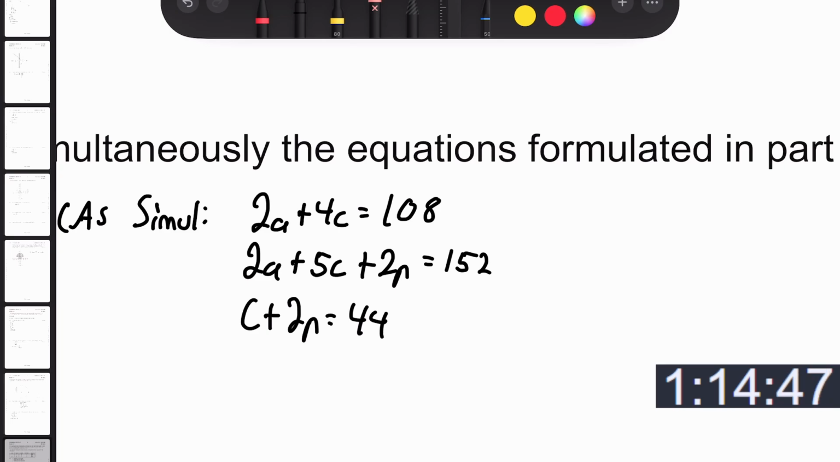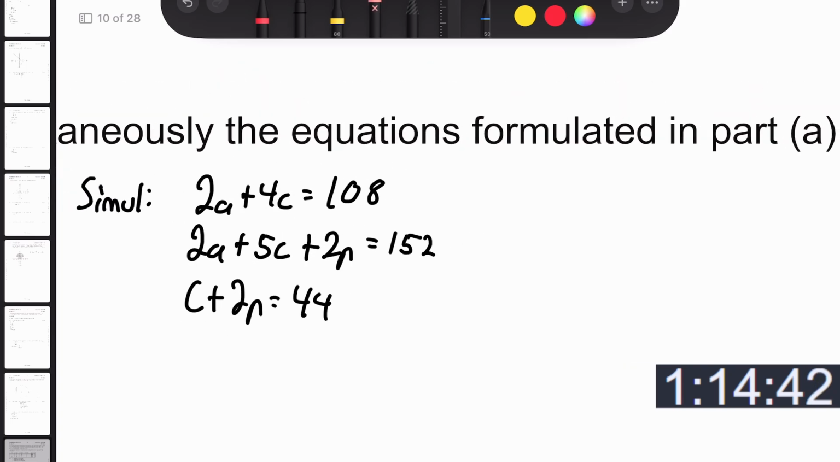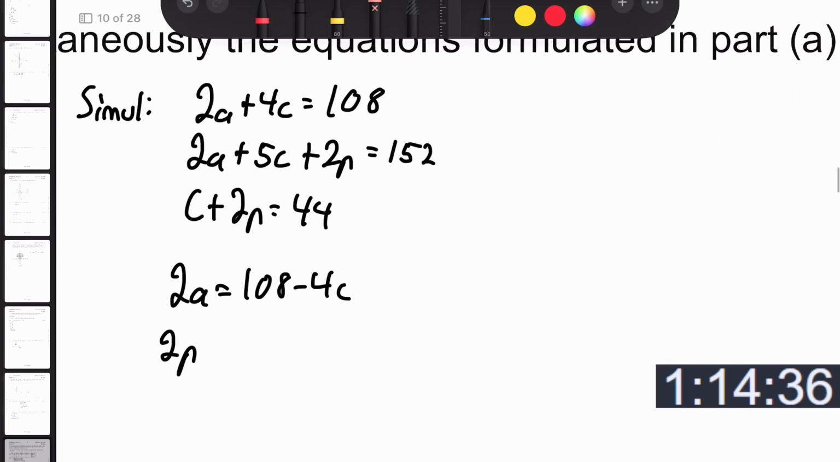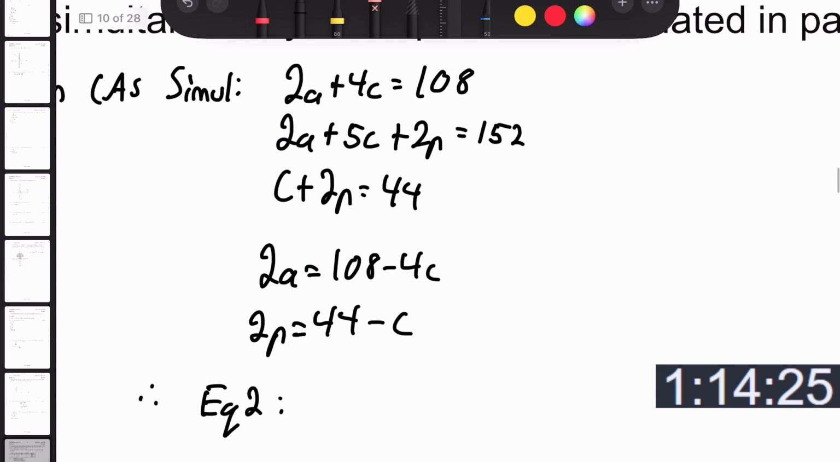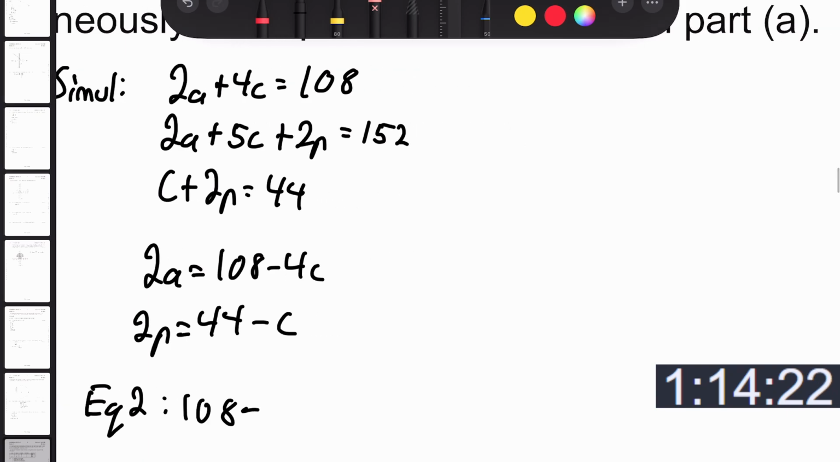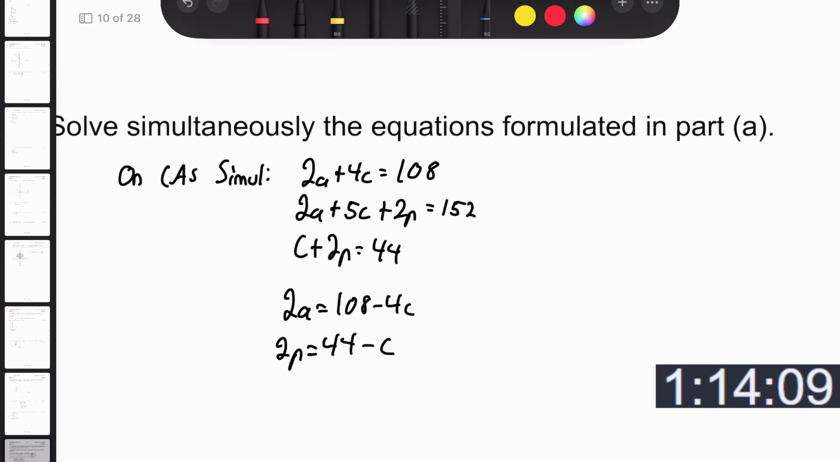Okay, let's say that 2a equals 108 minus 4c, and 2p equals 44 minus c. So if we take this, therefore equation 2, this becomes 108 minus 4c. Oh, is this just going to cancel out? No, it is. What on earth? x plus 2z equals 44.